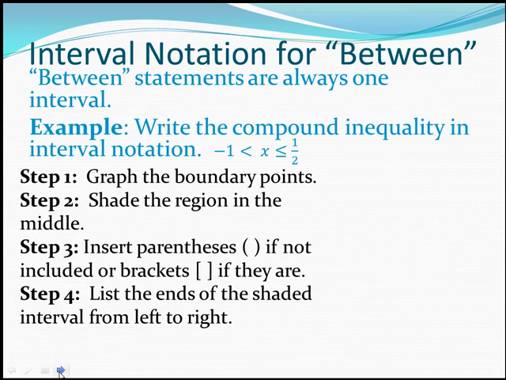After that, we're going to use pretty much the same steps we did before. We're going to draw a number line graphing the boundary points, making sure to put them in order from left to right. And then in a between, since x is between -1 and 1/2, we don't even have to really put much thought into it.